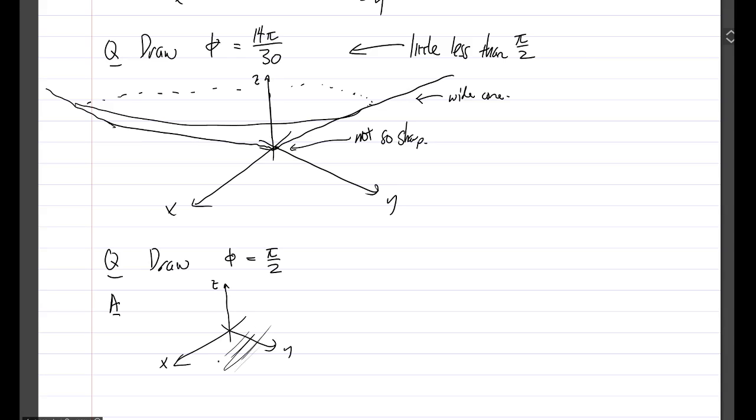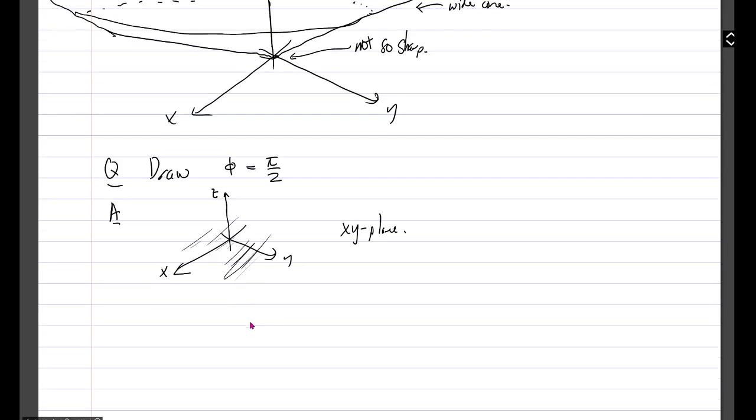Sorry for how I'm shading this. I don't know if that's clear enough, but this should be exactly the xy plane. Any point on the xy plane, if you connect it to the origin, the angle formed by that line segment and the positive z-axis will be exactly 90 degrees.